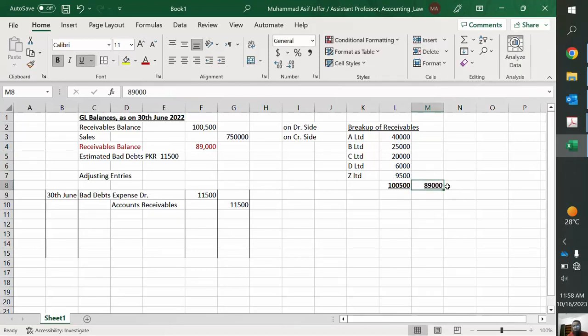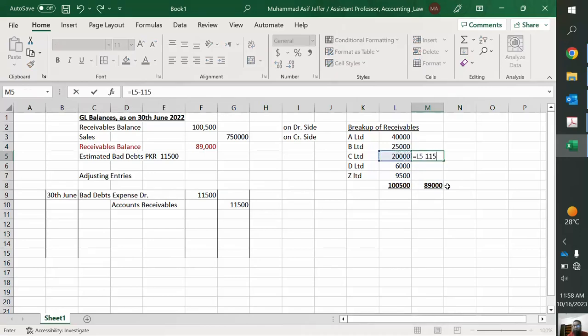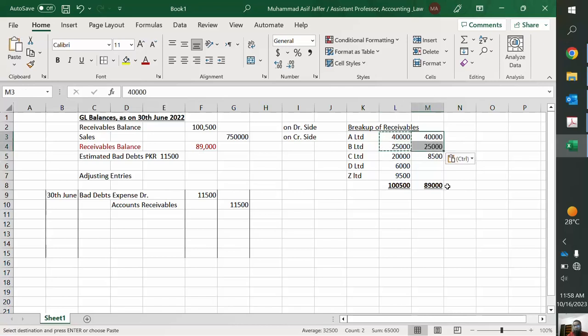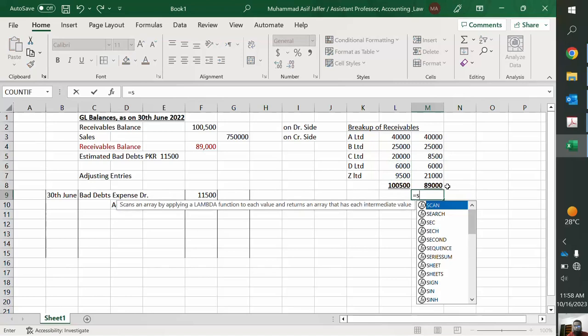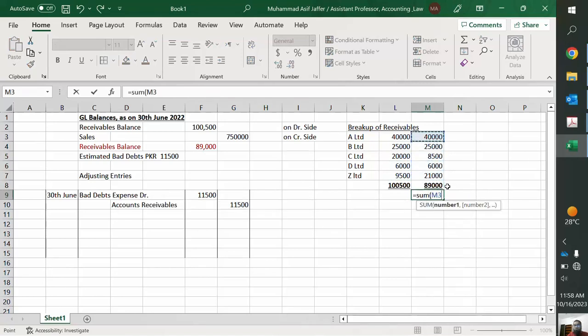So if we want to make it 89,000, which customer do we reduce? We don't know which customer. So if, say, I reduce customer C, then I can actually have a different number in my records. For example, I say this minus 11,500 and all the others are the same. So this will make my total equal to this total.